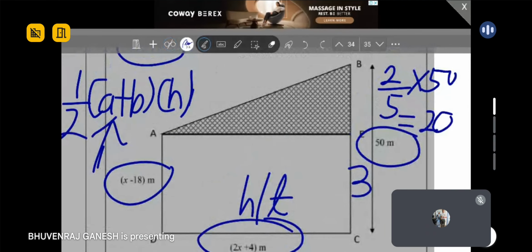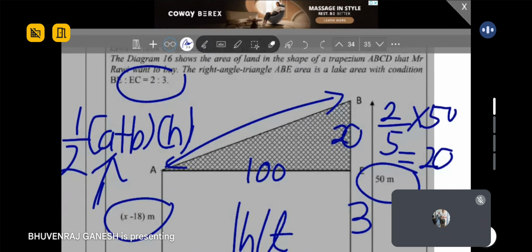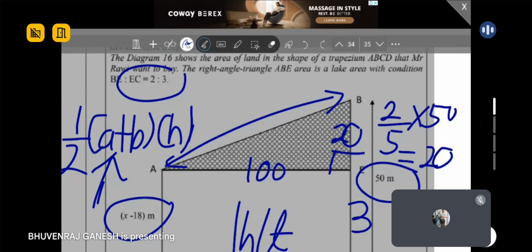So maksudnya kamu gantikan kat sini lah. Okay, so you will get 100. This one is 20. So guys, may I know how to find AB? What theorem? Kita guna theorem apa kat sini? This one is a right angle triangle. Segitiga sudut tegak. So maksudnya, yes, Pythagoras theorem.